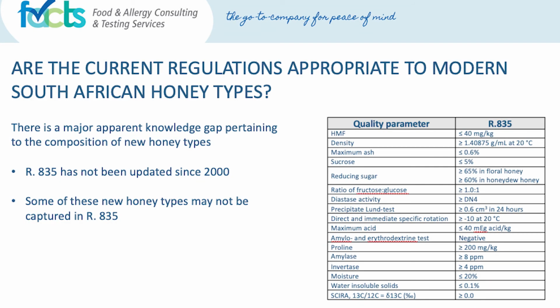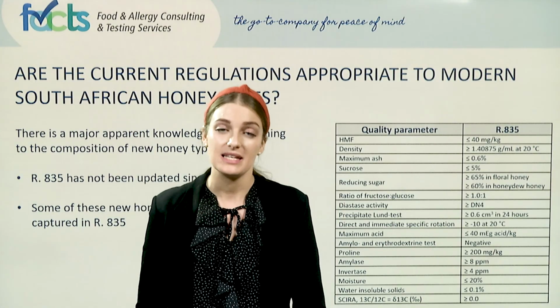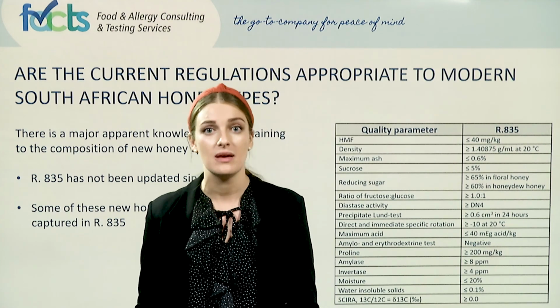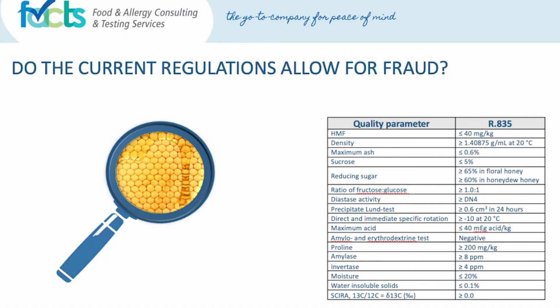Another question to ask is if the current regulations are appropriate to modern South African honeys. There is a major apparent knowledge gap pertaining to the composition of new honey types in South Africa, namely macadamia honey or buchu honey, for example. R835 has not been updated since 2000, so some of these new honeys are not captured in R835. It's important also to note that there is a lack of information pertaining to these new honey types, and so it's difficult to update the regulations to capture them if there isn't this knowledge available.